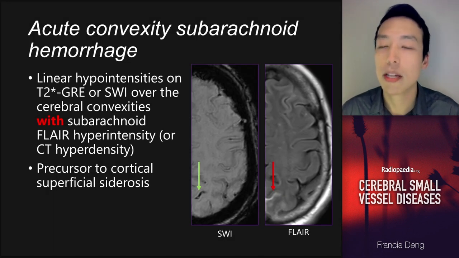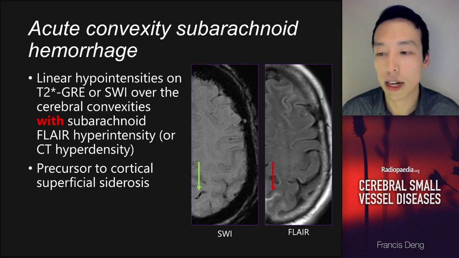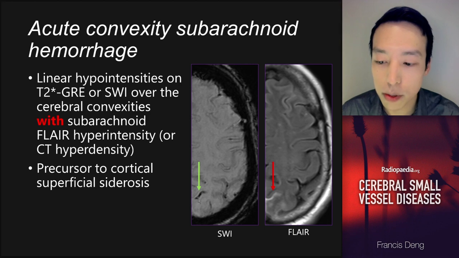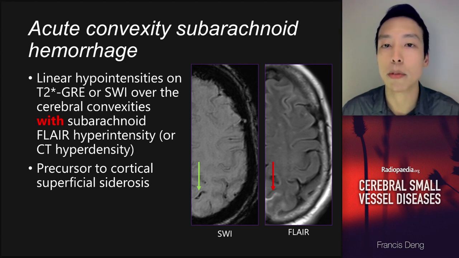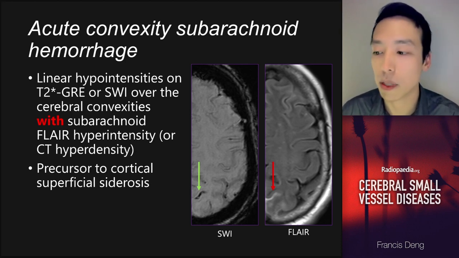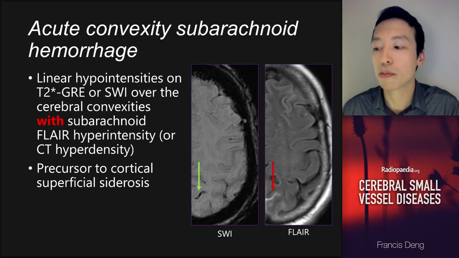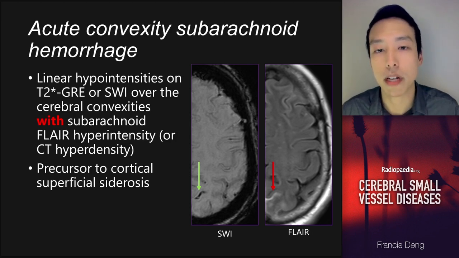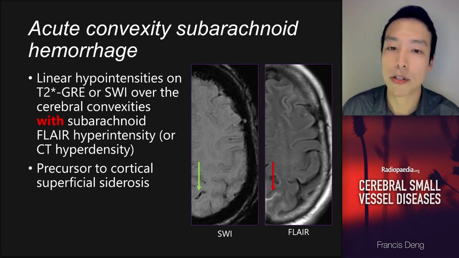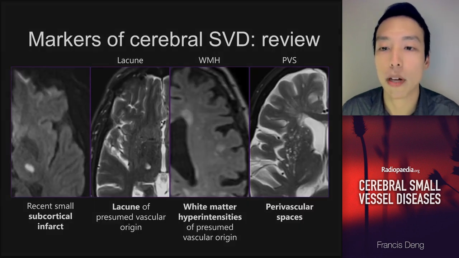Contrast that with a related term, also a marker of small vessel disease, which is acute convexity subarachnoid hemorrhage. So again, on SWI, this will appear as a linear hypointensity, but on FLAIR, there will be hyperintensity of the fluid in that sulcus. And if you had a CT available, it should appear hyperattenuating. And so this is the presumed precursor to all cortical superficial siderosis. I will note, however, that not all subarachnoid hemorrhage evolves into superficial siderosis, and we don't exactly know why.